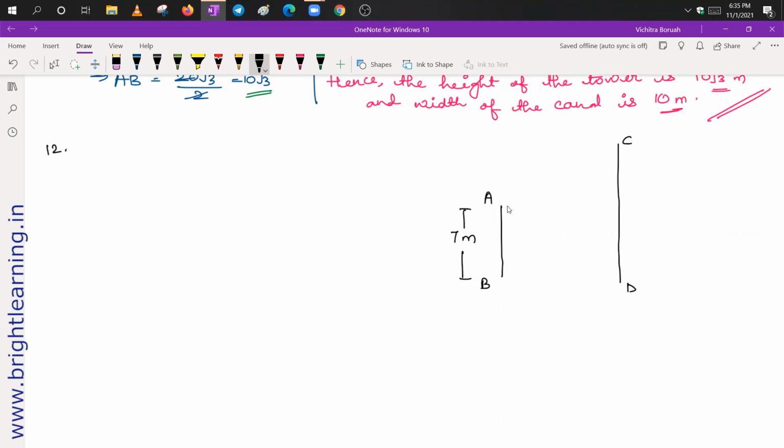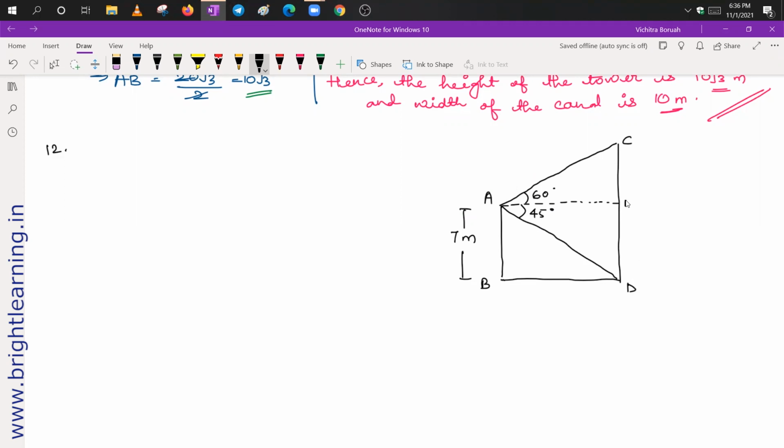So the angle of elevation is given. First I will make a horizontal line here, and suppose this is the ground. From this point, the angle of elevation is given, that is 60 degrees. And also we are given that the angle of depression of its foot is 45 degrees. So from this point, to the foot of this tower, the angle of depression is also given, that is 45 degrees. So we have to find the height of this tower, that is CD.